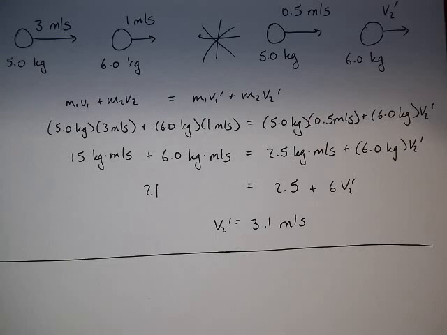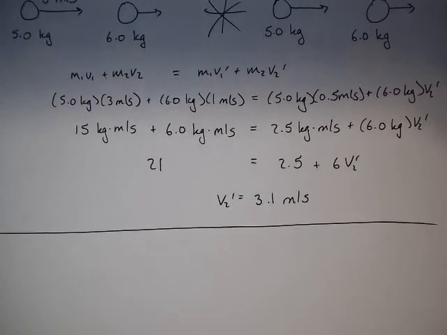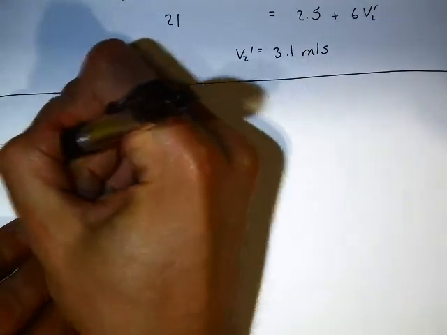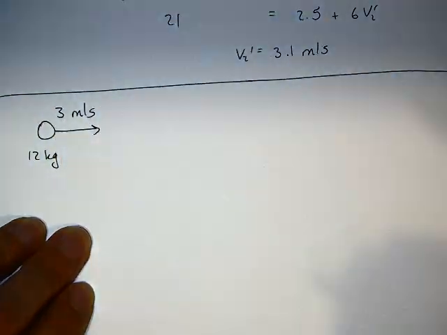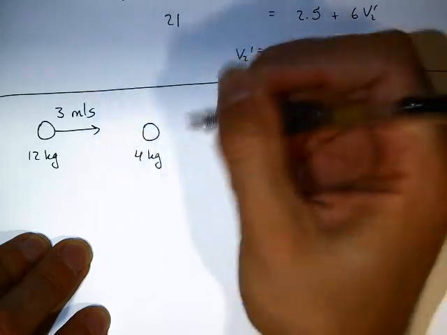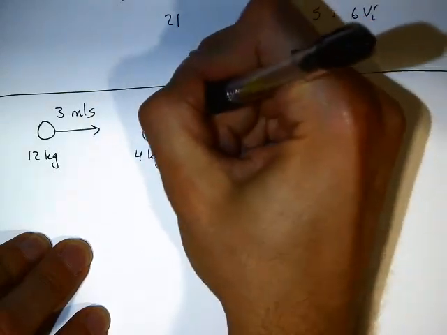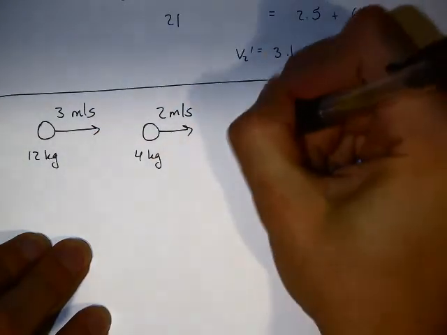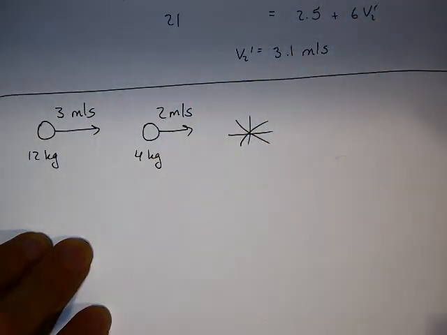Let's look at an elastic collision. Let's say we have an object 12 kilograms in mass moving 3 meters per second to the right. It strikes an object that is 4 kilograms moving rightward at 2 meters per second. It's going fast enough to catch up. A collision ensues.